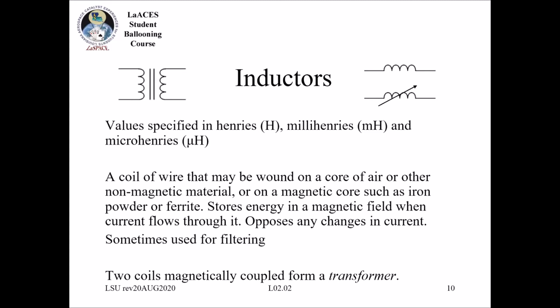All right, so inductors. Their values are specified in henries, millihenries, microhenries, and this is a coil of wire that may be wound on a core of air or other non-magnetic material, or on a magnetic core such as iron powder or ferrite. In general, these store energy in a magnetic field when current flows through it, and it opposes any changes in current. I've most often used them for filtering circuits, but two coils magnetically coupled can also form a transformer.